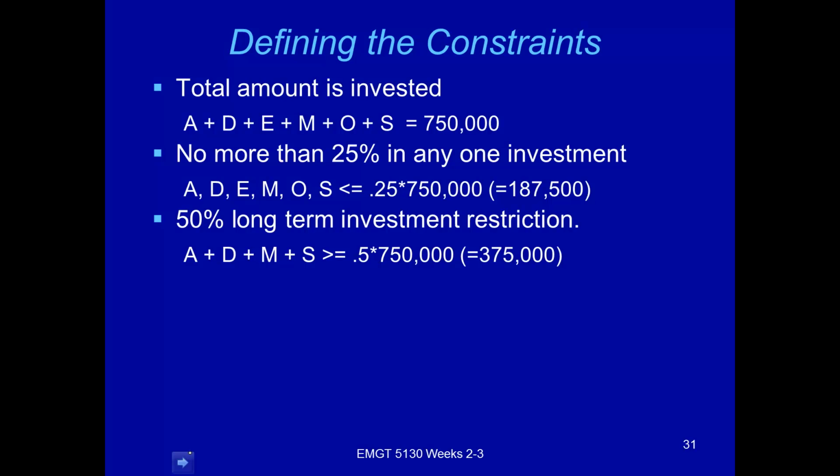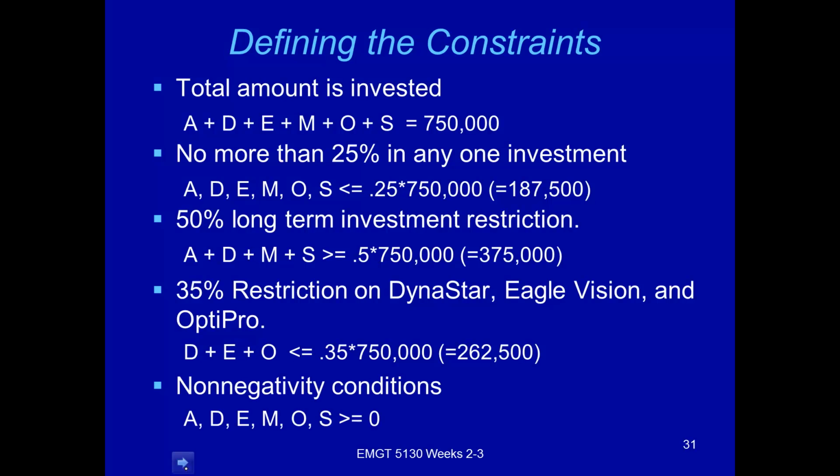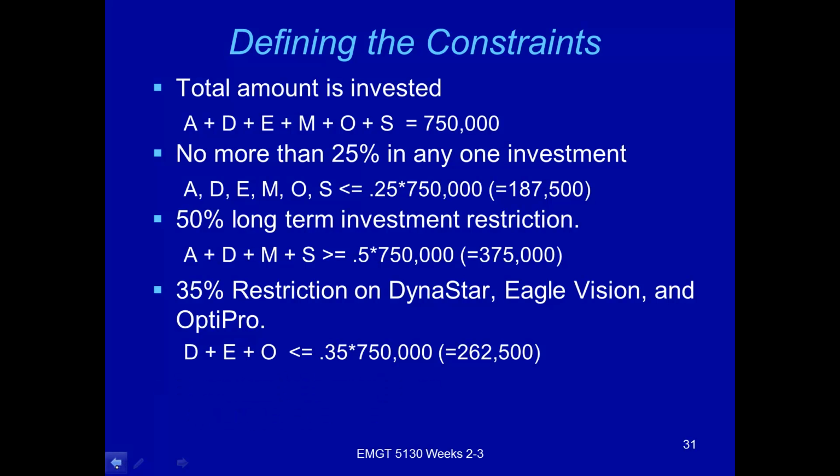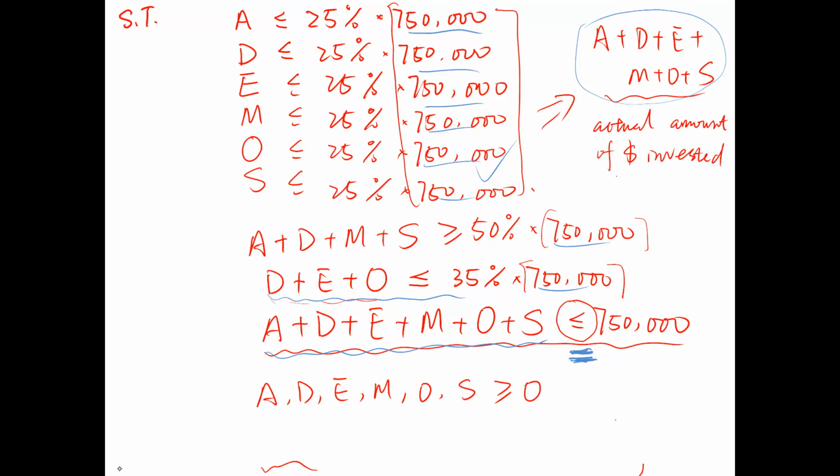Another constraint will be the 50% constraint. So these will be greater than this. And the 35% restriction. So D, E, O less than or equal to these ones. And the non-negativity. So all the money invested should be greater than or equal to 0. Okay, so let's go back to our model.